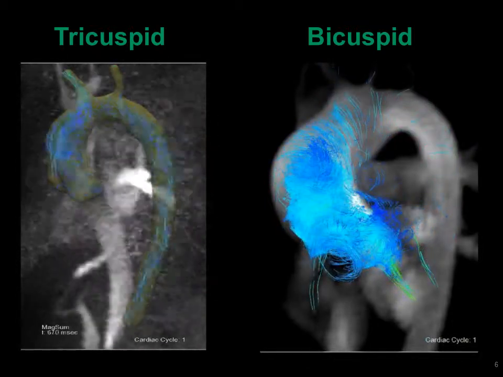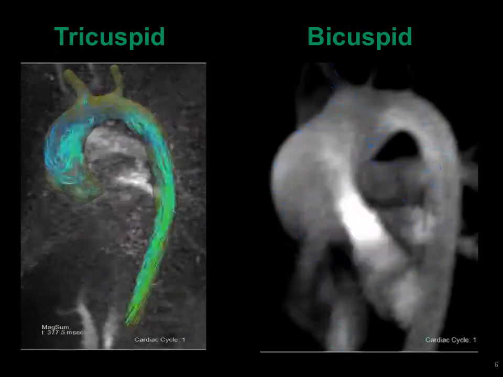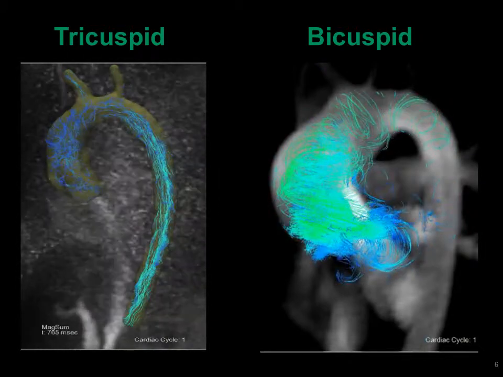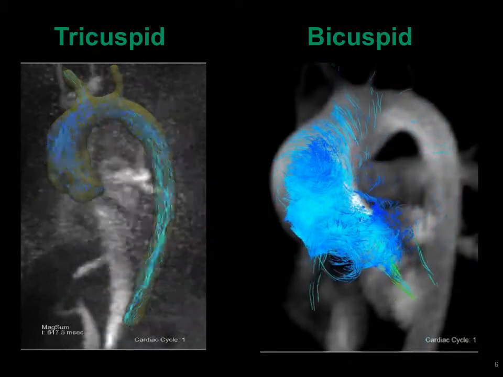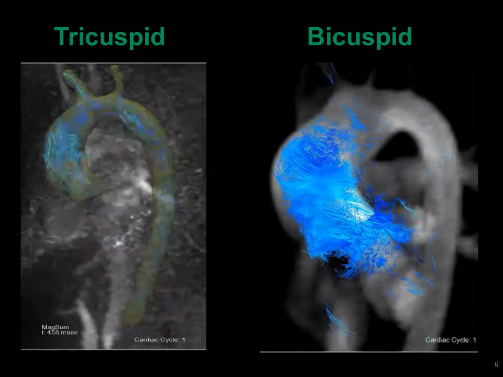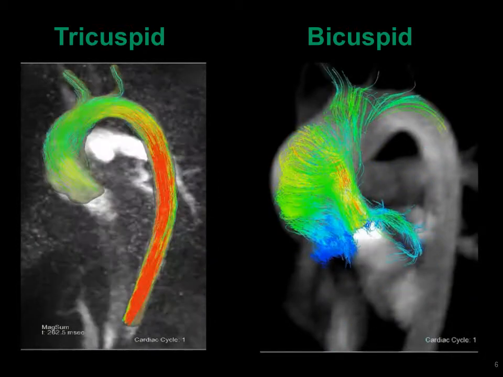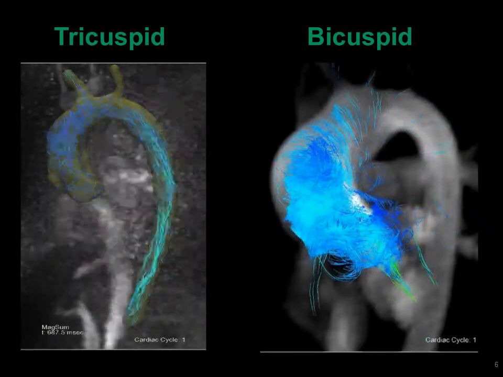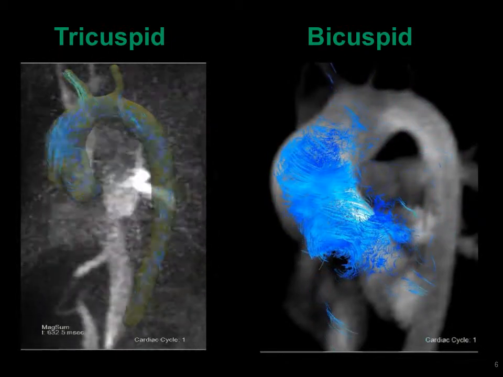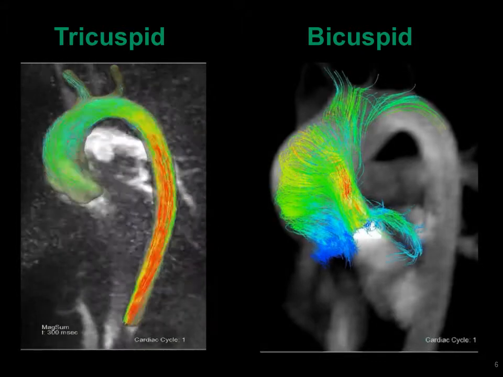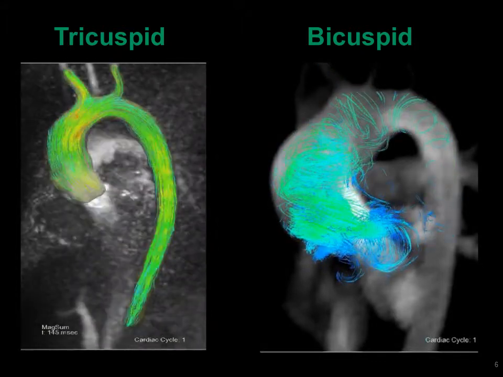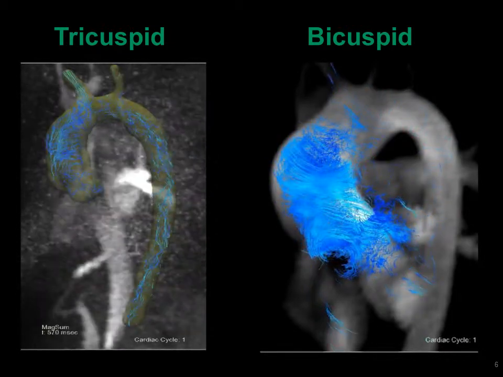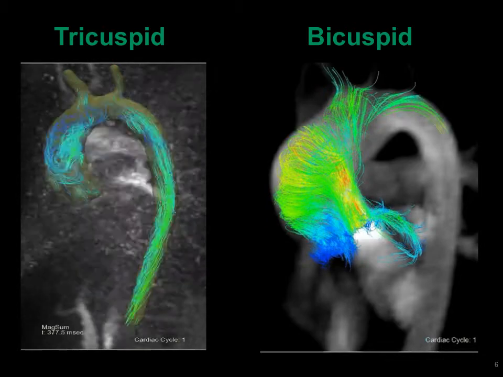On the left-hand portion of your screen, you can see an MRI picture with flow velocity mapping of a tricuspid aortic valve. You can see the velocity and the flow is nice and laminar as it goes up the ascending aorta, out across the valve into the transverse and the descending aorta. What you'll notice on the bicuspid valve, the picture to your right, is that there's an eccentric jet across that bicuspid valve leading to swirling in the ascending aorta. Over time, this leads to dilation of the aorta itself.